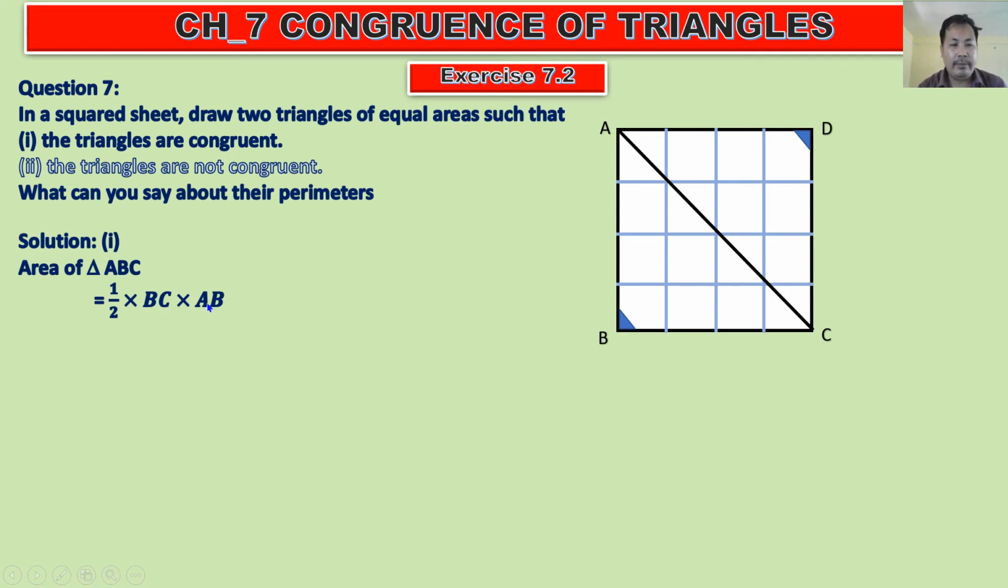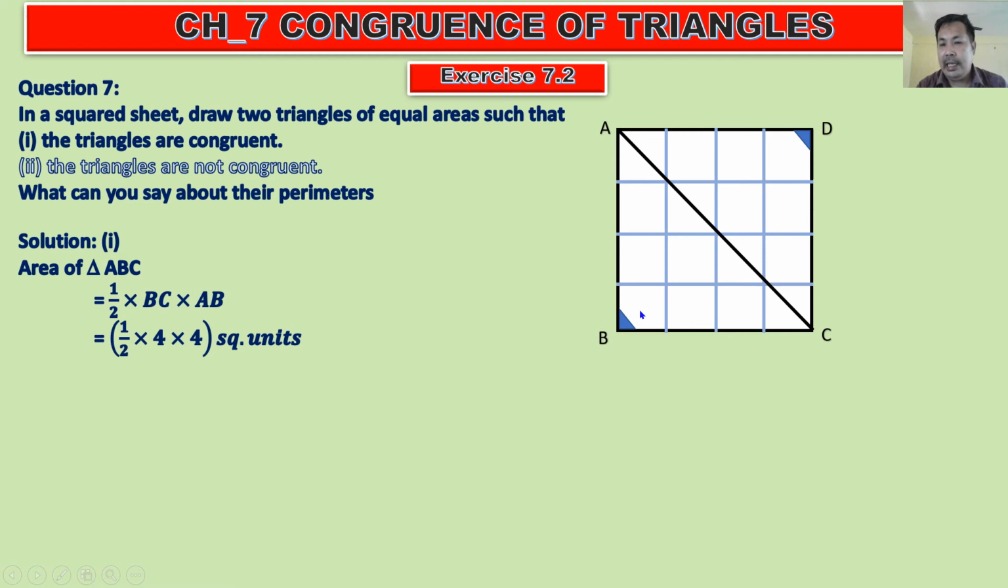And next, let us replace the value. See, half will be half as it is, but BC, how many units are here? 1 2 3 4, 4 units are there. And AB also, how many units are there? 1 2 3 4. We got four units.